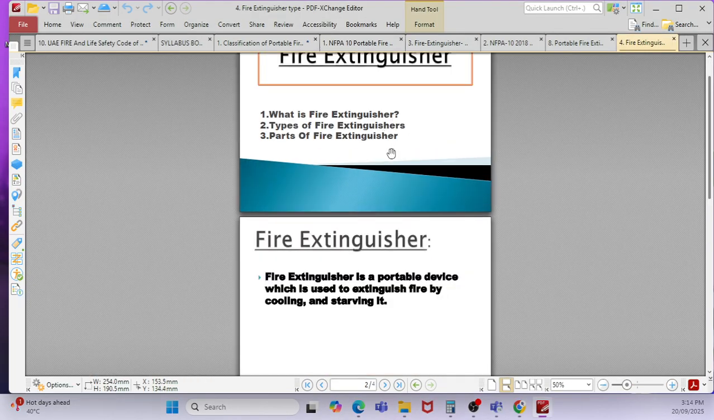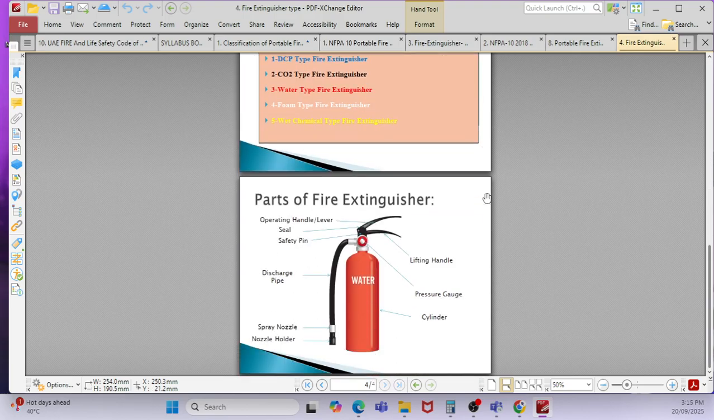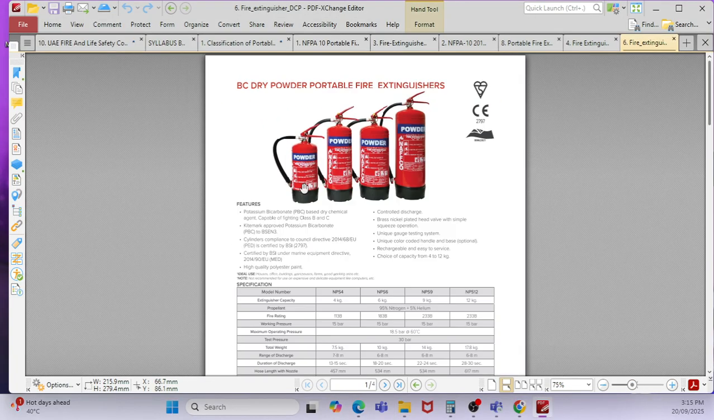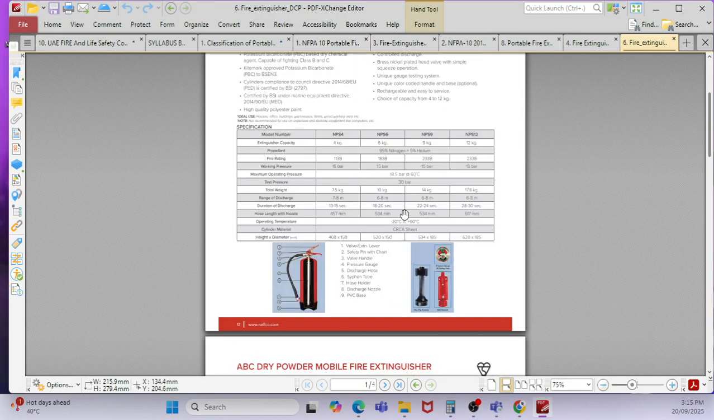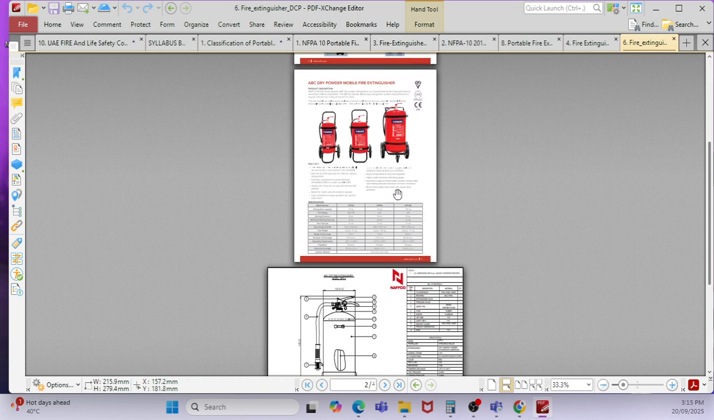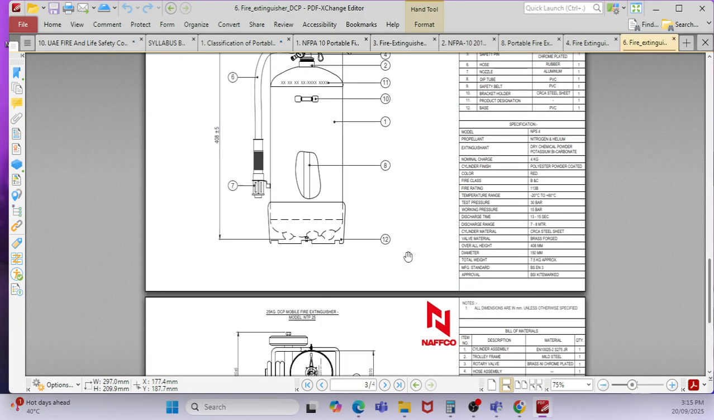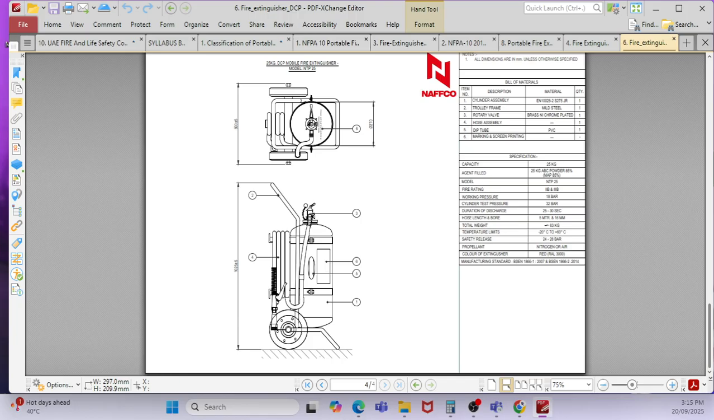Also you can see the types of fire extinguishers. The same thing, there are a lot of materials. You will find information about dry powder fire extinguishers and what types are available. This is like material data sheets. There are different types of them. These are material data sheets here from NAFCO.